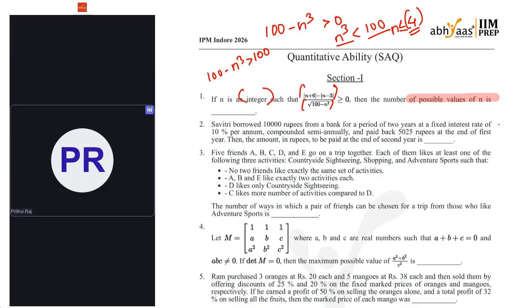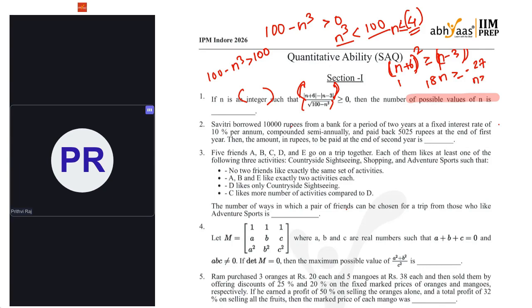Now the numerator constraint. We need mod of n plus 6 minus mod of n minus 3 greater than or equal to 0. That can be written as mod of n plus 6 greater than or equal to mod of n minus 3. To remove the modulus, I need to square on both sides. By squaring both sides, it converts to (n+6) whole square greater than or equal to (n-3) whole square. By expanding that, I easily get 18n greater than or equal to minus 27.